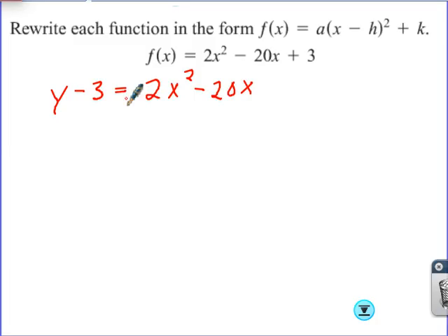If there is a number in front of x squared, your next step, whatever the number is, whether it be a 5, 6, 7, 8, factor that number out. So we now have 2 parentheses, x squared minus 10x. I factored 2 out of both of those terms.